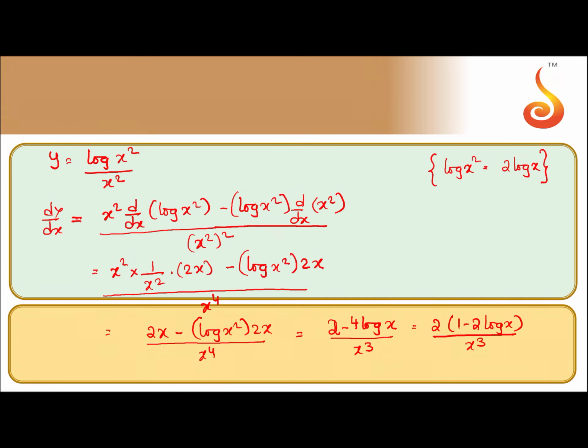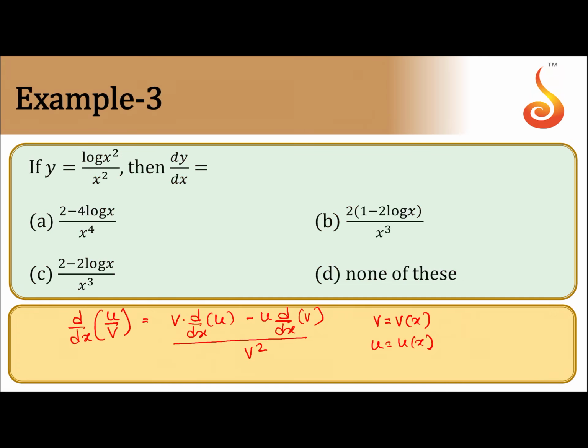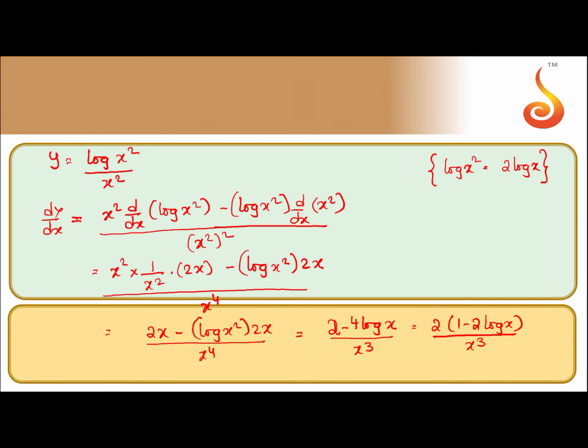Let us verify the answer. 2 minus 4 log x by x to the power 4, wrong. 2 into 1 minus 2 log x by x cube, option B is correct. So we got 2 into 1 minus 2 log x by x cube, dy/dx.